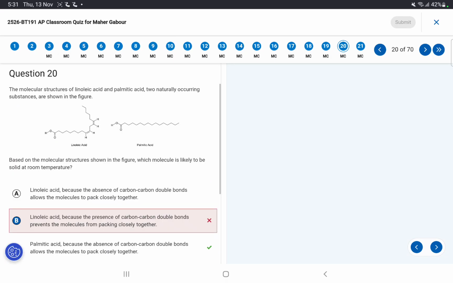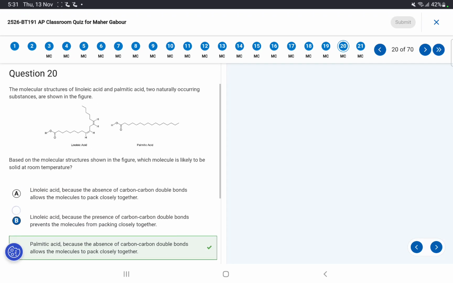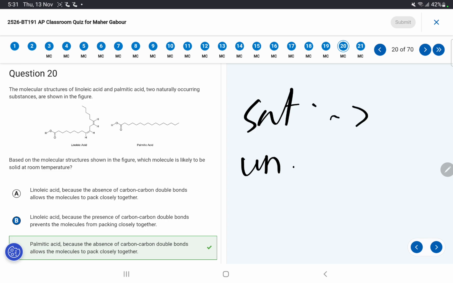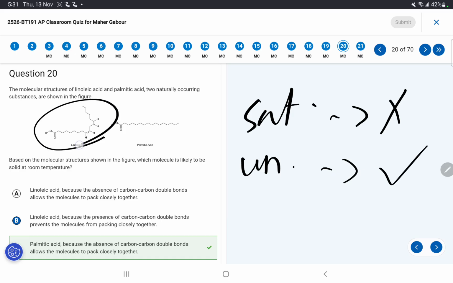The molecular structure. Oh my god, how many times does this come up now? Analysis. Okay, so based on the molecular structure shown in the figure, which is most likely solid at room temperature? Solid at room temperature, the saturated fatty acids. We have saturated and unsaturated. The saturated has no carbon double bonds. The unsaturated has carbon double bonds. Which one has the carbon double bonds here? Obviously, this is the one that has the carbon double bonds. This is the one that doesn't have the carbon double bonds. That means this is saturated, this is unsaturated.